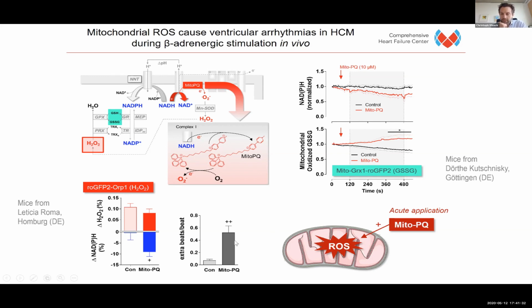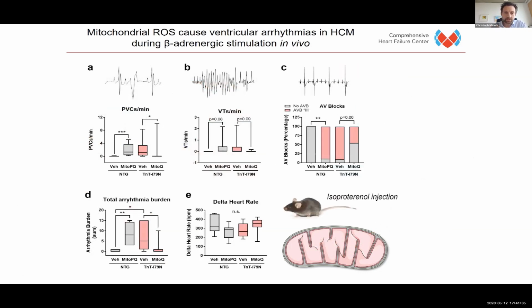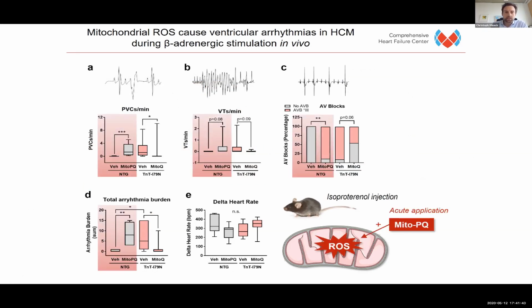And this we then also tested in vivo. This was again done by Parik Shan and Björn Knollmann at Vanderbilt. The first protocol was one in which they injected mitoparaquat, and then shortly thereafter isoproterenol. In the non-transgenic mice, isoproterenol alone did not induce any arrhythmias, but in the presence of mitochondrial paraquat, there was an increase in PVCs, VTs, and AV blocks, and the total arrhythmia burden was increased.